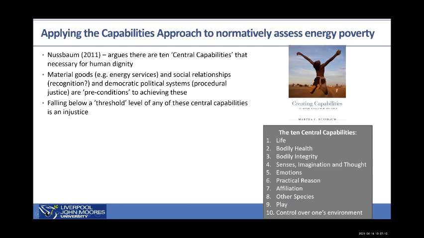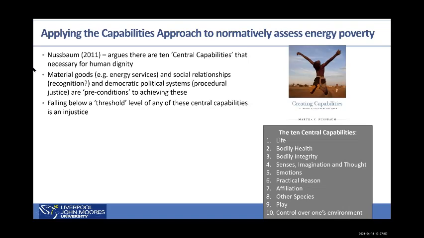I just want to quickly give you an example of how we might apply the capabilities approach to energy systems, but also to assessing energy poverty and making a judgment about justice and injustice in relation to energy poverty. So if we take Nussbaum's theory of central capabilities that Rosie introduced earlier, Nussbaum argues that there are fundamentally 10 what she calls central capabilities that she sees as the prerequisites for a life that's commensurate with human dignity. So they're the basic minimum that everyone requires.